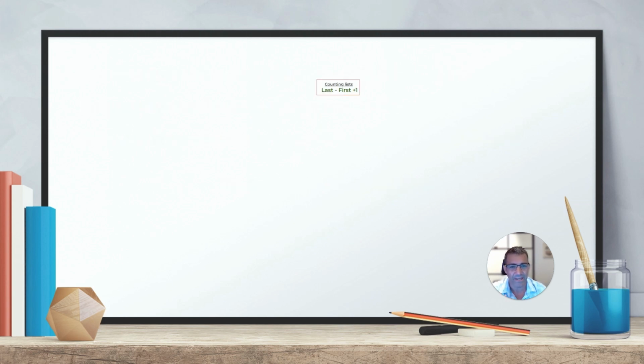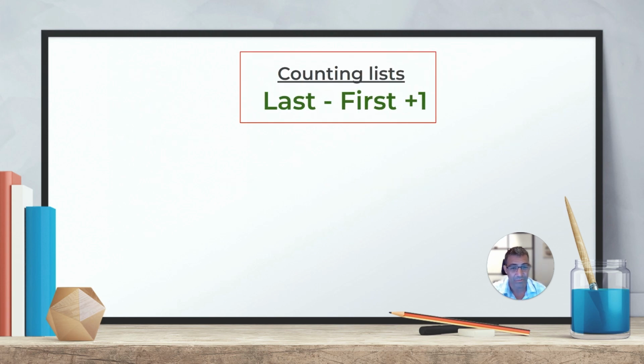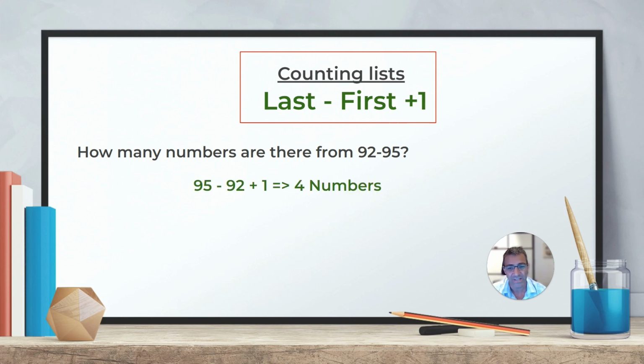So just like anything in mathematics, there's a formula, which is to count lists, you do the last number minus the first number plus 1. So if you were to do the number of numbers from 92 to 95, you do 95 minus 92 plus 1, which is 3 numbers plus 1, so we have 4 numbers. And now you don't need to think about it anymore because you actually have a formula to rely on.